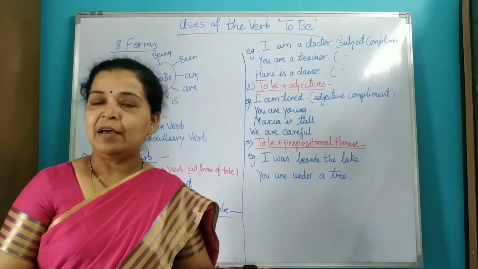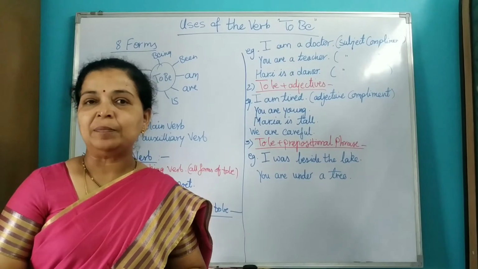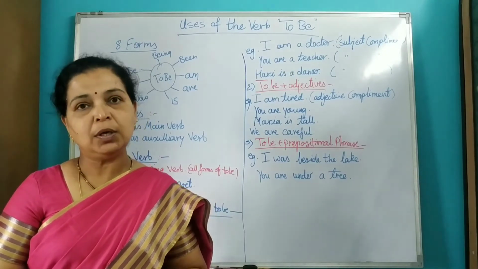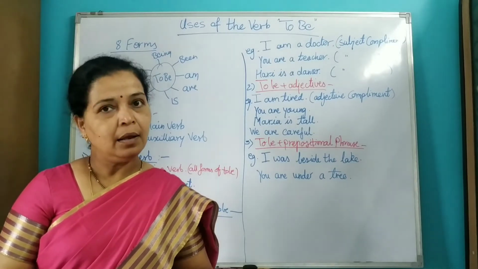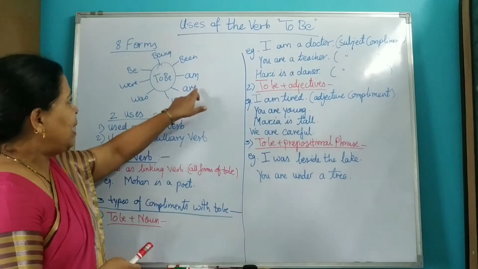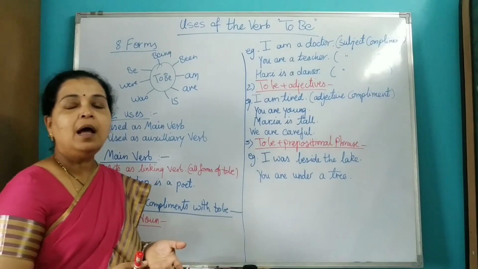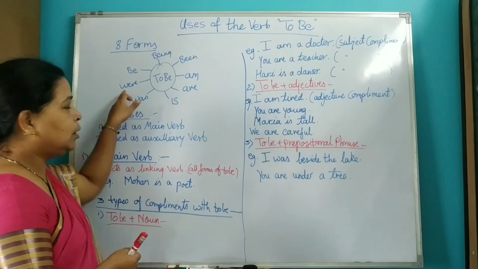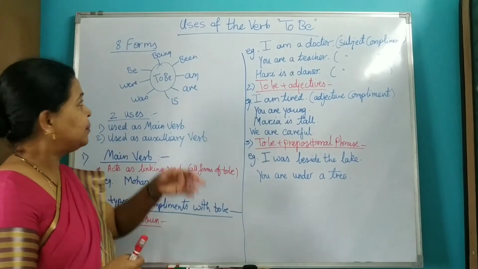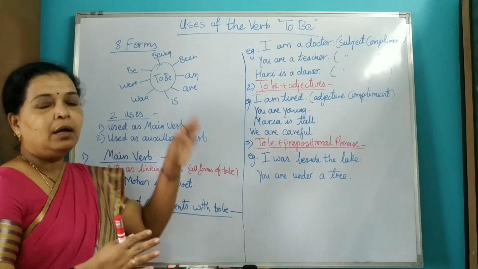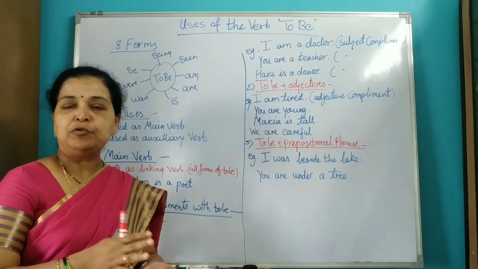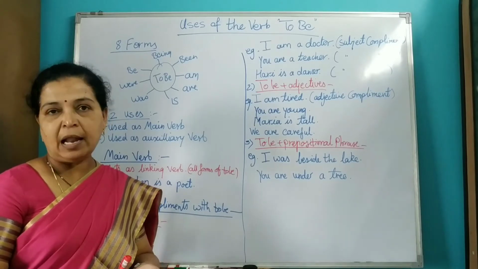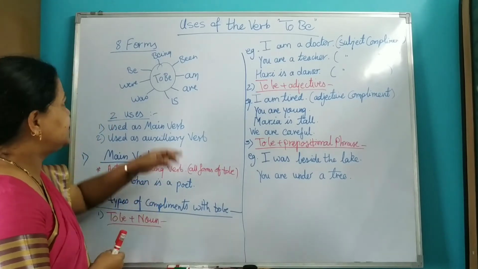Okay, previously you have seen that the verb to be has got 8 forms: am, are, is, was, were, be, being and been. So am, are, is are the present forms of the verb to be. Was, were are the past forms of to be. Be: along with be, we have to use the helping verb will or shall, will be, shall be, to form the future tense.